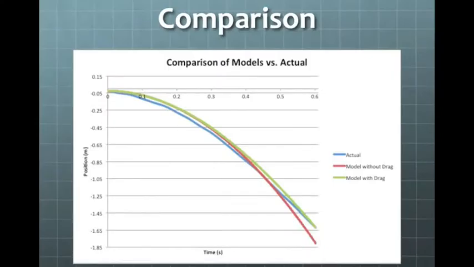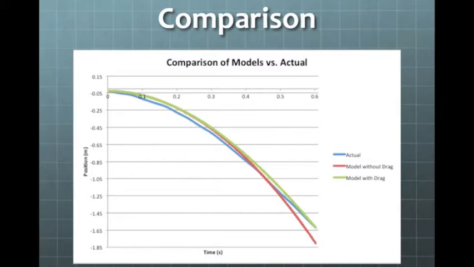Using all the data collected from Tracker and the two computer models, a graph can be made and used for comparison. When the drag force is not taken into account, the model overestimates the distance traveled by the paper. This is because if there is no force acting in the opposite direction, the object will continue to accelerate, causing it to go farther. The model that took drag force into account is more accurate.